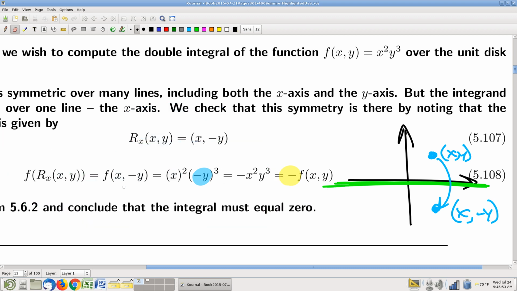Okay. All right. Done. We have a line over which the domain is symmetric and the function has odd symmetry. Integral is equal to 0 by symmetry. Everybody happy with how that played out?